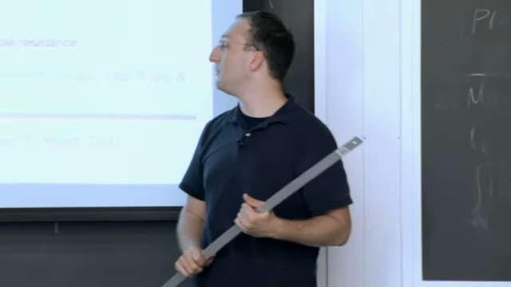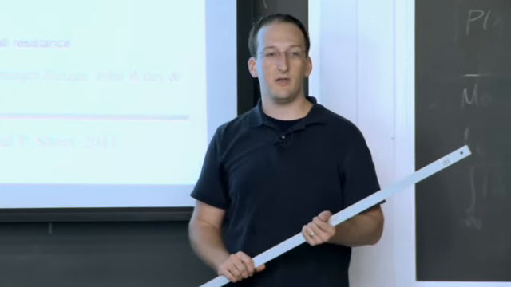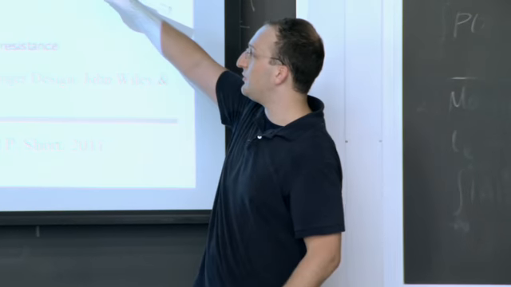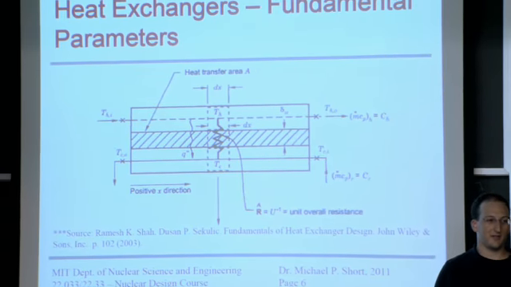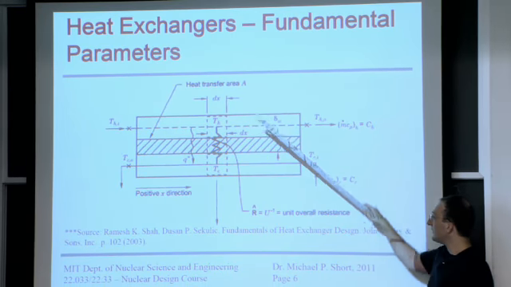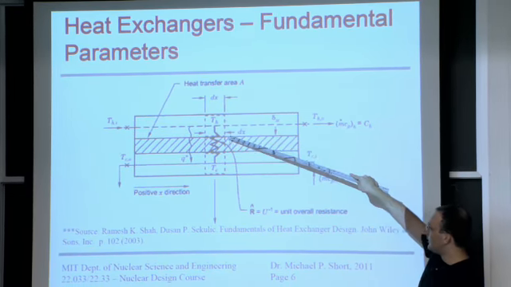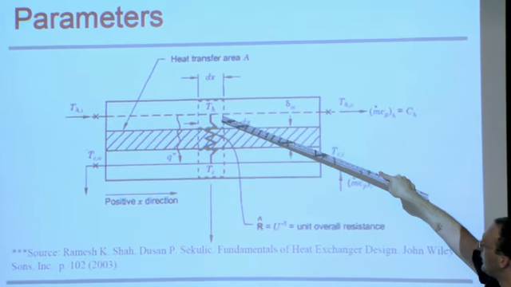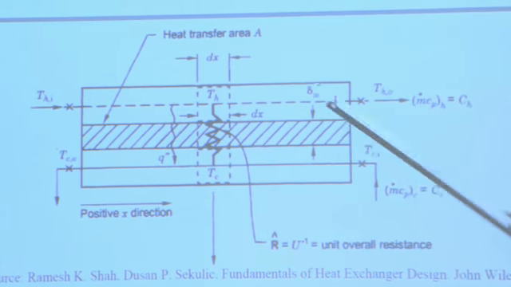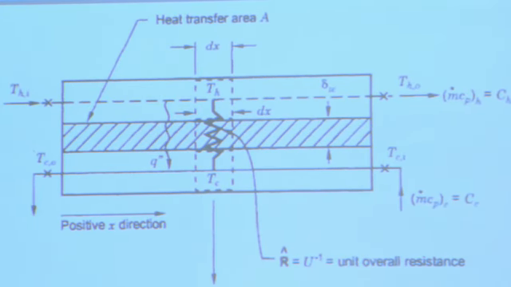Just to show you a little bit of the cross-section of a heat exchanger, basically it's just two fluids separated by a wall that's hopefully thermally conductive. There are thermal resistances in the wall. There's the convection through the fluid. There can also be some junk building up on the wall, known as fouling.